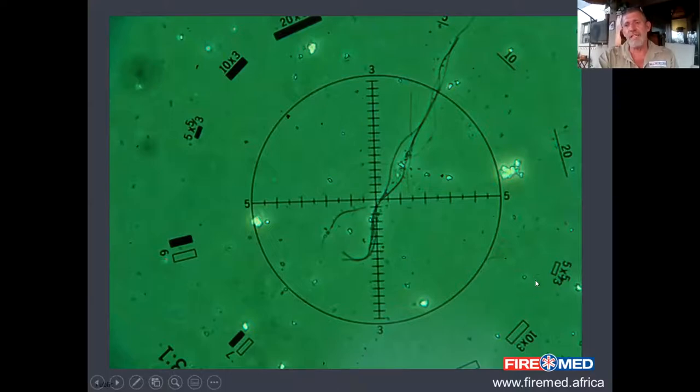So if that was inside of the graticule, it would have been counted as a respirable fiber because it's less than 5 microns and it's thinner than 0.3 microns, okay? So that, if that ended up in your lung, you would contract asbestosis, okay? That one there as well. That's just bacteria growing on the slide.